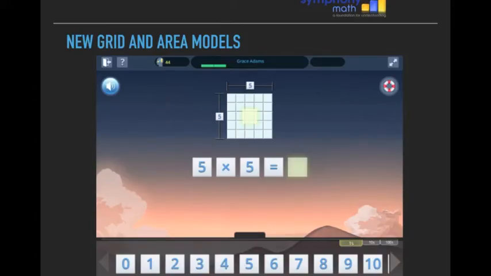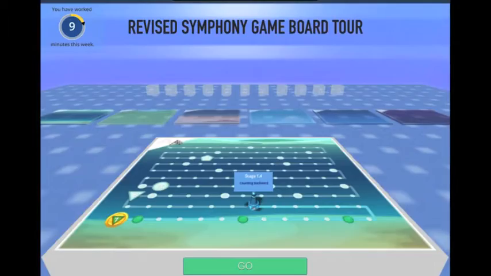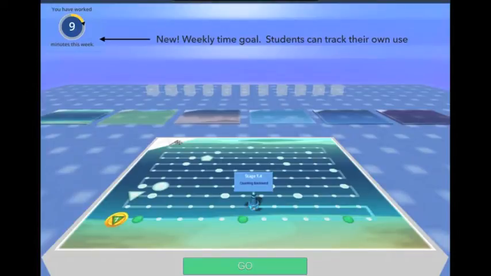Here's a quick look at one of the grid models and a quick tour of the revised Symphony game board. Students can now track their own time, and they'll know how many minutes they've been on for the week. As this little arrow goes around the circle, it's going to turn green when it gets closer to 45 minutes, which is what's recommended for most students.